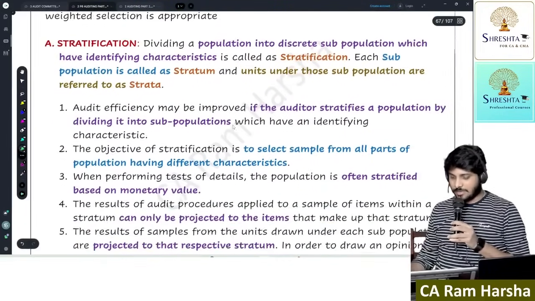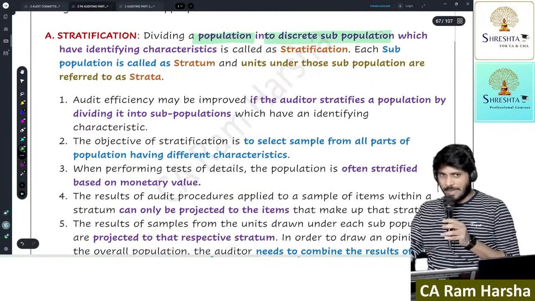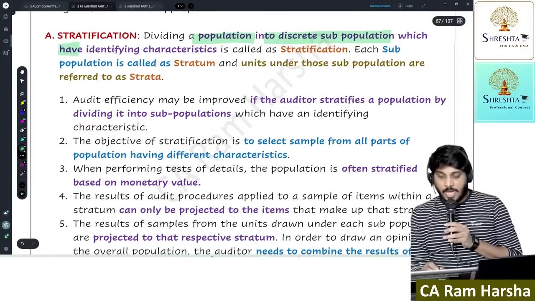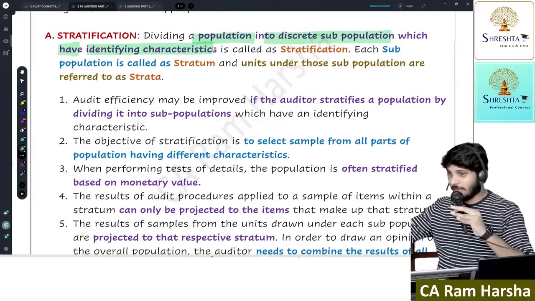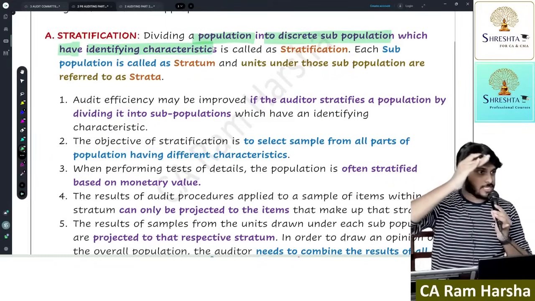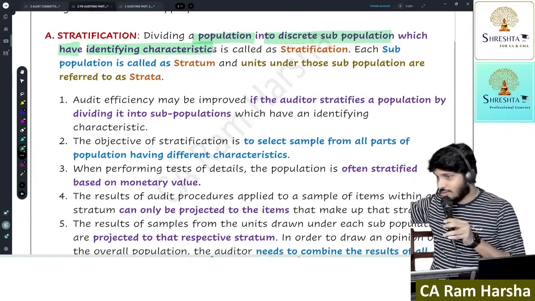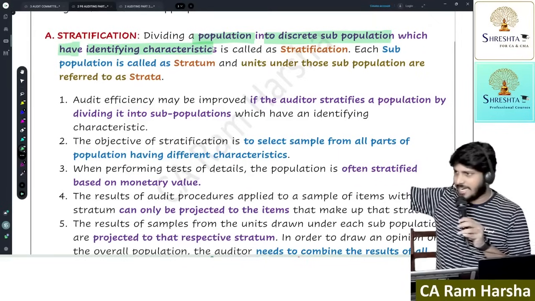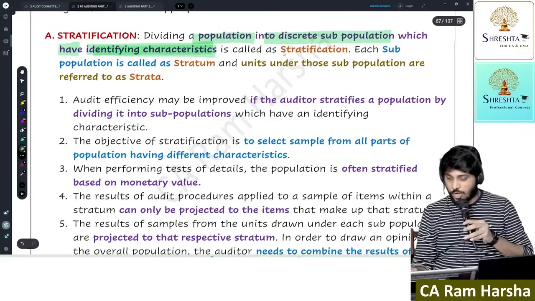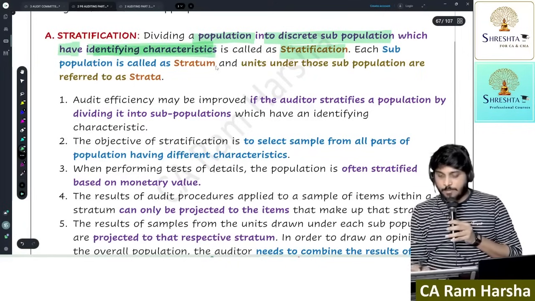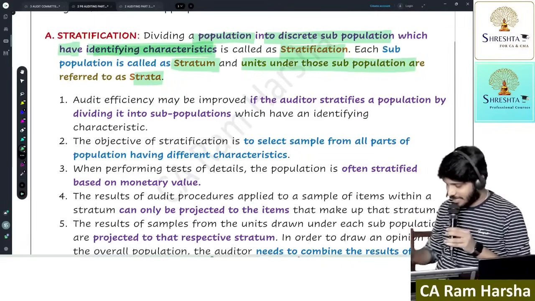So what is stratification? Dividing the population into discrete, meaning independent, subpopulations which have identifying characteristics. We divided the population into 3 parts: value more than 25, value between 1000 to 25, values less than 1000. Each subcategory has an identification, more than 25, 1000 to 25, less than 25. That's a side heading, and that is called the identifying characteristic. And that process of subdividing is called stratification. Each subpopulation is called a stratum, and the units under those are called strata. That's why it's called stratified random sampling.